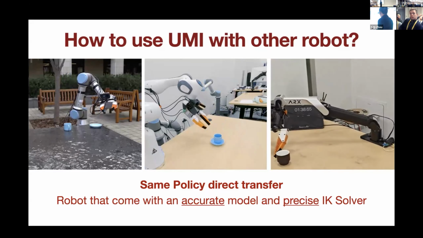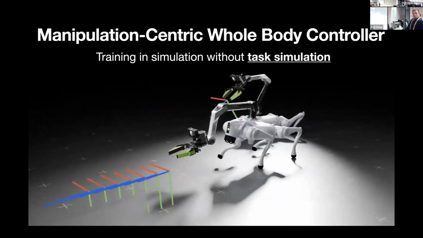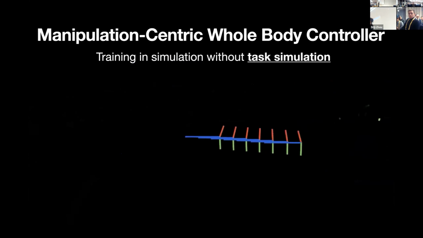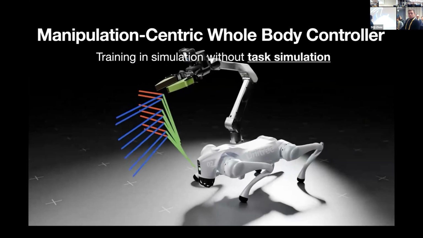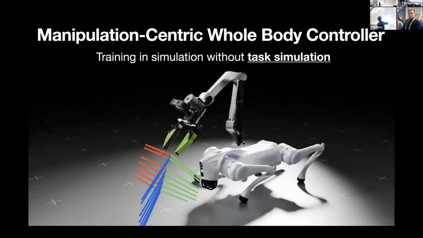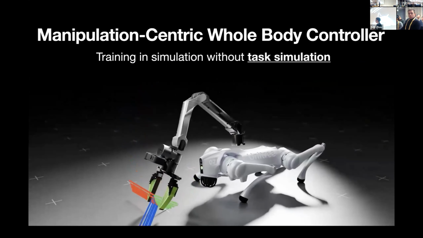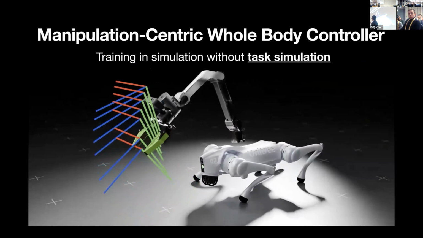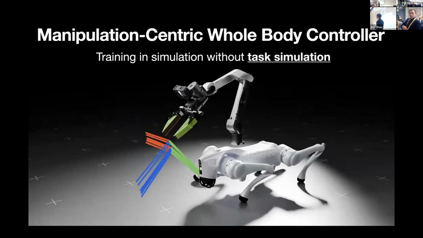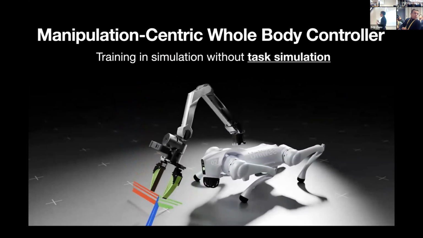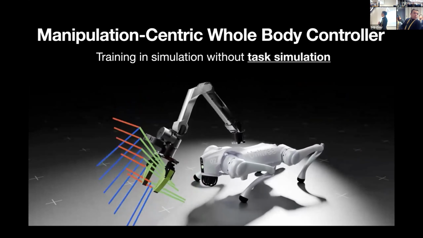So here you can see all these arrows is basically the manipulation trajectory that's predicted by diffusion policy from data collected by UMI. And then the whole body controller is trained to be able to track those end effector trajectories. The good thing about learning this whole body controller is that nowadays you can train it purely in simulation without recollecting any real world data or simulating any real world tasks, which is actually the most expensive part.